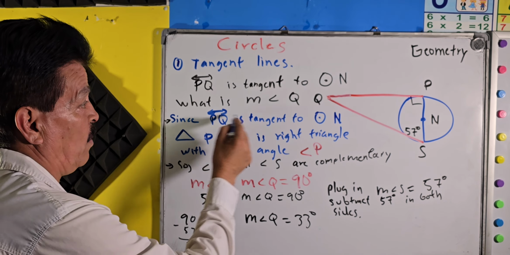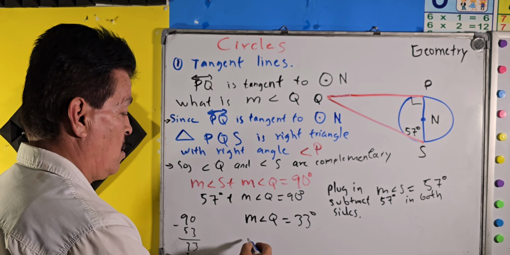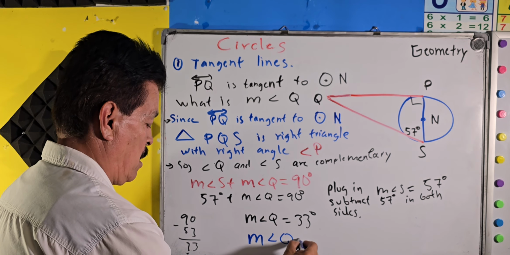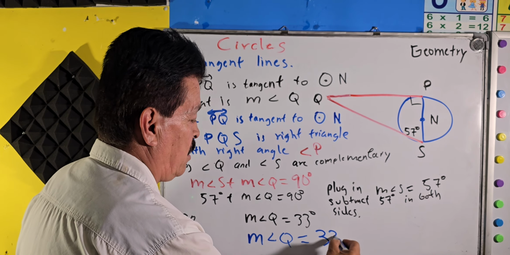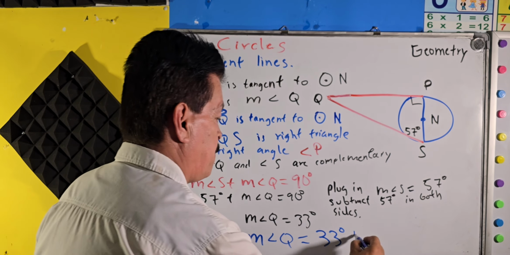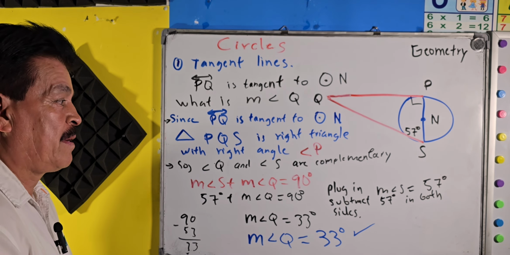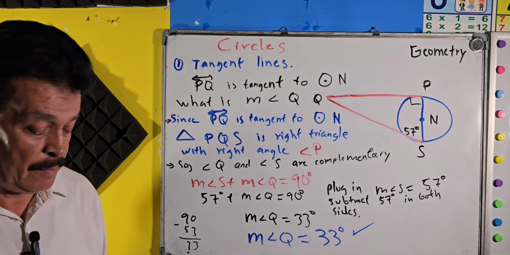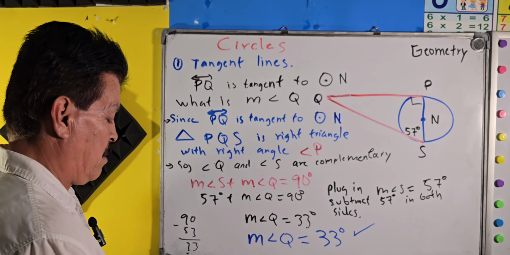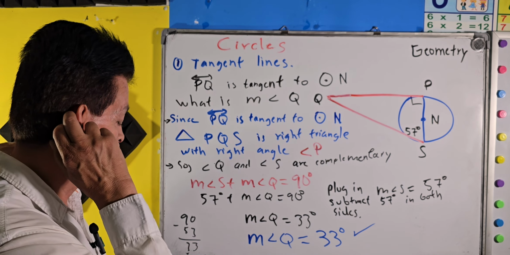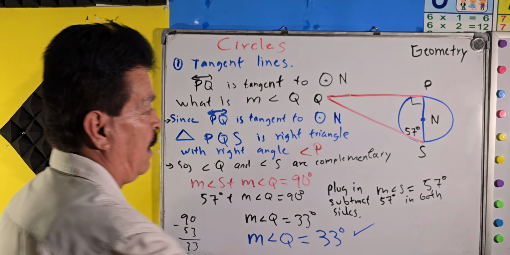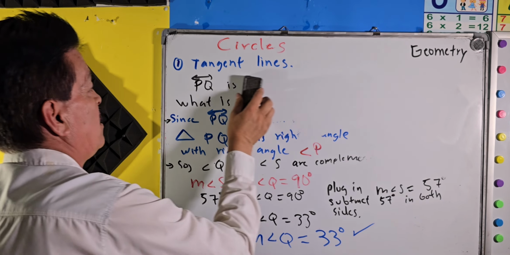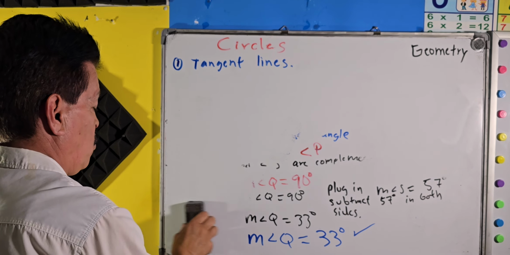So our question, what is the measuring of angle Q? We have the answer here. Measuring of angle Q equals 33 degrees. That's it. Very, very simple, right? Let's do another problem. Let me show you a different problem. Let's try to solve.